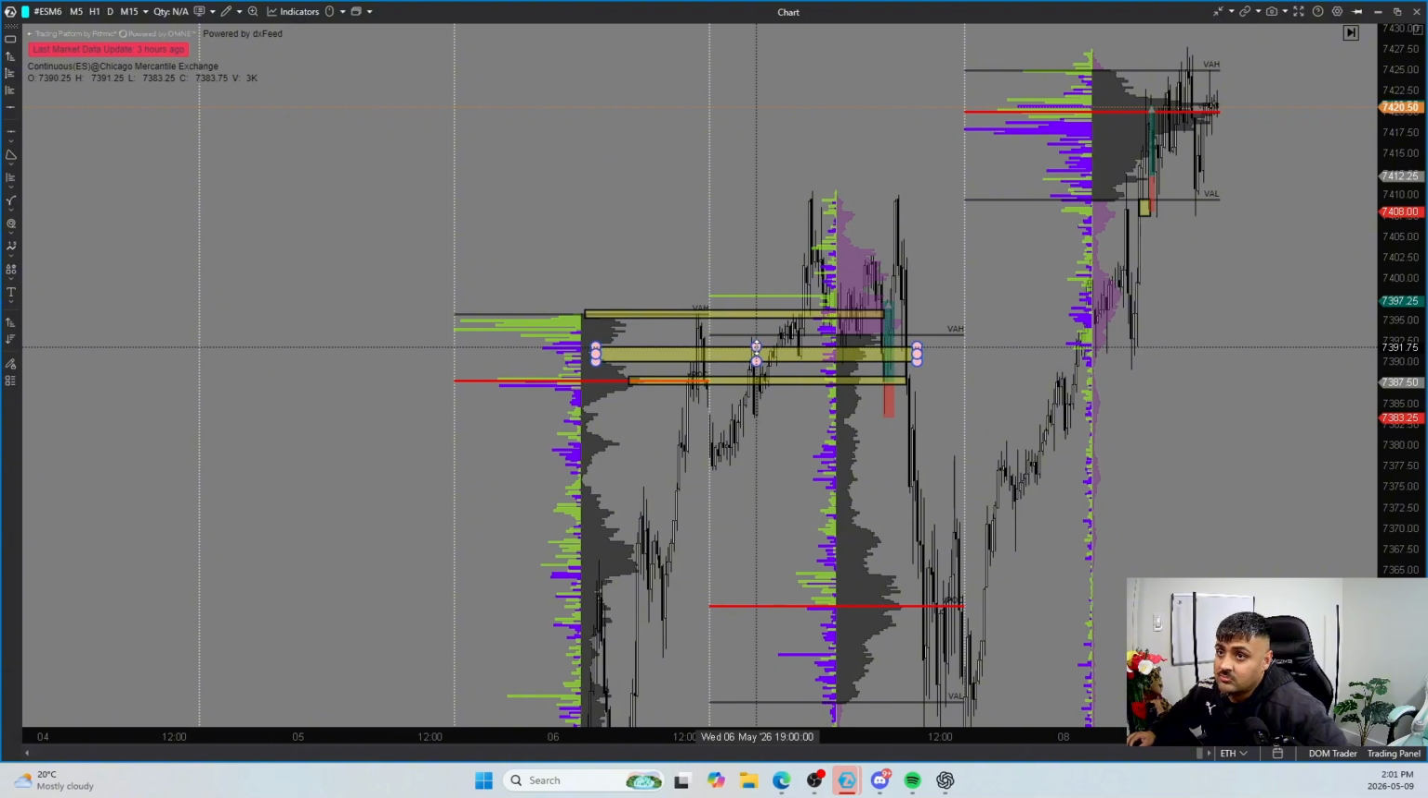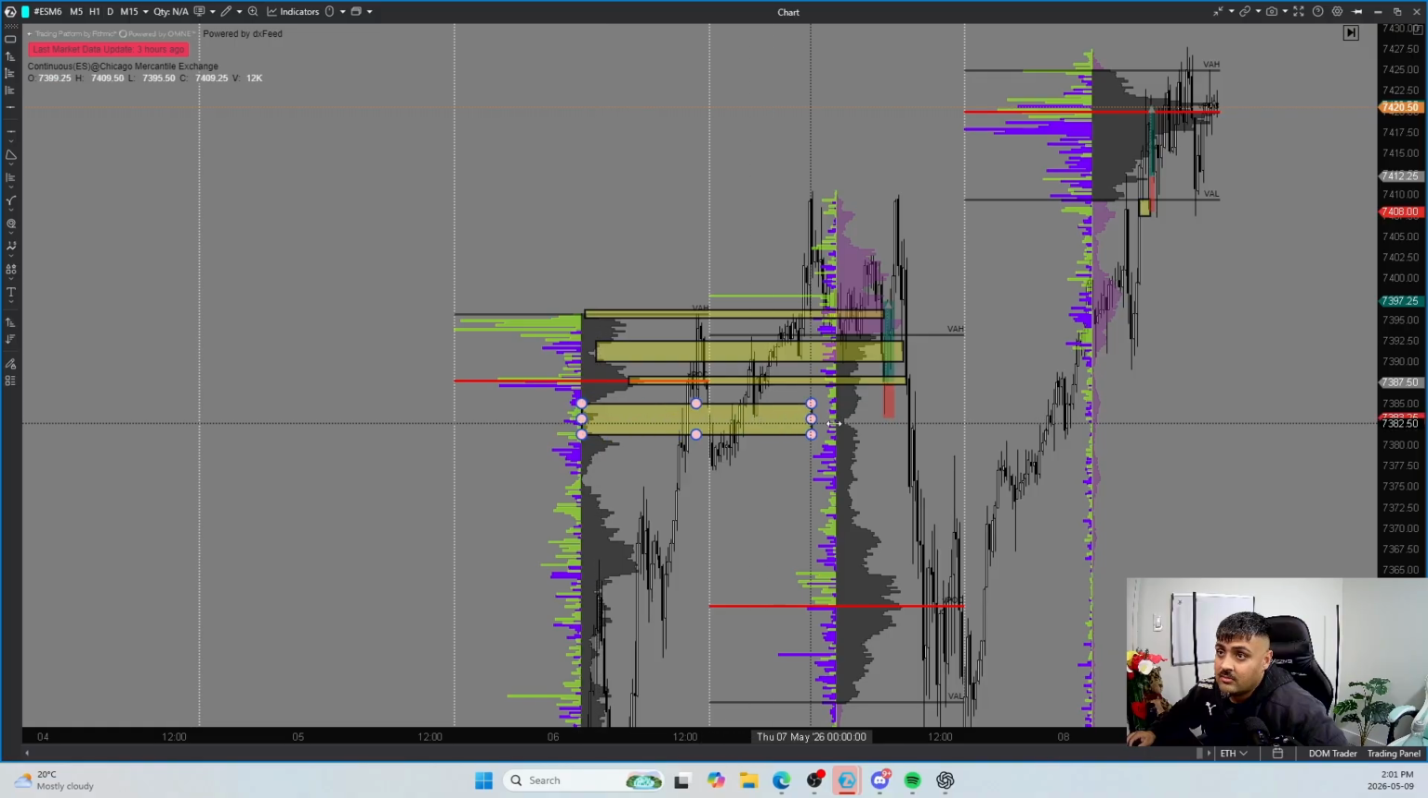I see two LVNs, low volume nodes. You got one there and you got one here. So before even starting the day, I've marked out my zones.